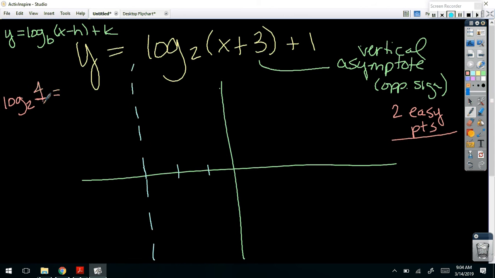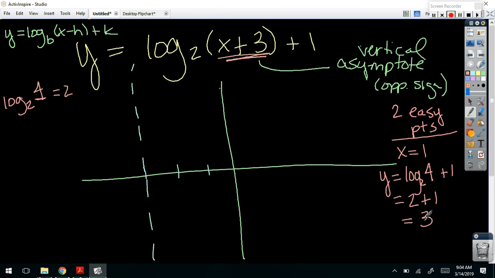4. If I made this become 4, I would know that it equals what? 2. So how could I force this to be 4? Let x equal what? 1. If x equals 1, and this is going to vary per problem, y'all. You're going to have to look at it to see. Then y equals log base 2 of 4 plus 1. We said that's 2, and 2 plus 1 is 3.